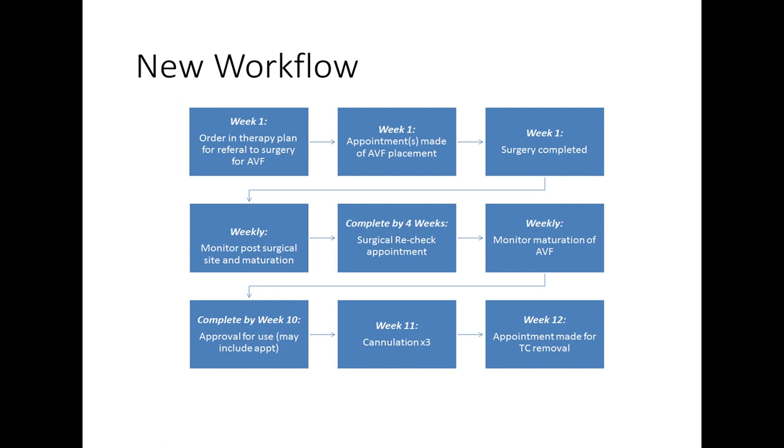Some of our surgeons wanted to see that patient back for a second surgical site visit. Not all of them did. And by week 10, the nephrologist physician had been monitoring this catheter and usage as well as the fistula maturation. And so he or she would provide another order for us to begin using that in the dialysis unit. So in the last 2 weeks, we started cannulation processes, and by the end of week 12, that 90-day time period, we had an appointment made for that tunnel catheter removal. If you want to go on to the next slide.